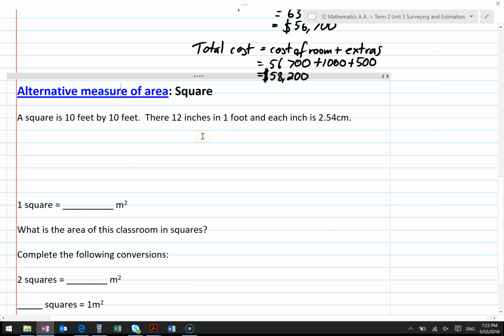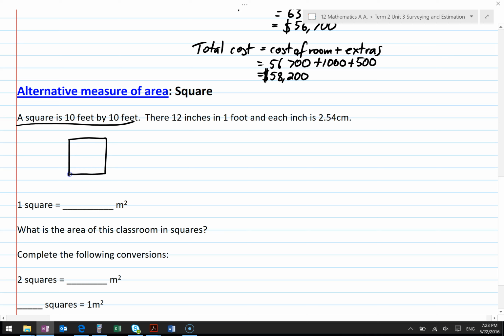One that's still in use is the square. A square is 10 feet by 10 feet. We use this to say how big the house is. As you can probably guess, feet and inches are from the United States, so we want to convert this into metric. What would this be in meters so that we can get some conversion factor?